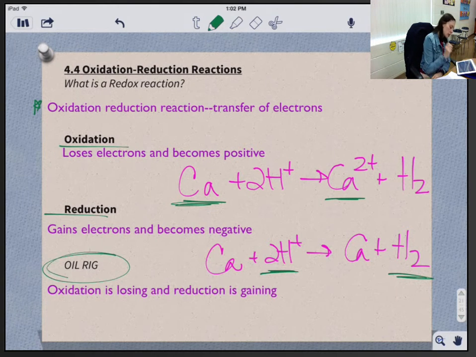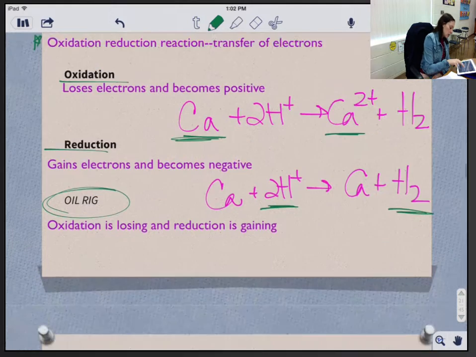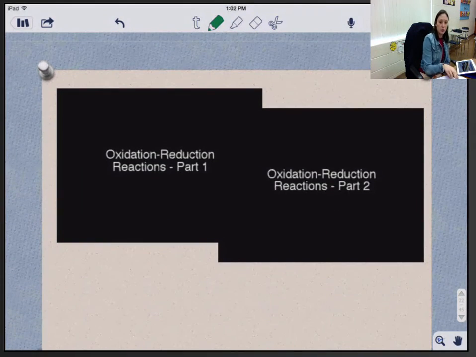Okay, one way to try and remember which one is reducing and which one is oxidizing is OIL RIG. That is, oxidation is losing and reduction is gaining. That's why I always remember which one is oxidized and which one is reduced. So if I go ahead now, we're going to look at two little video clips that are going to help explain oxidation reduction reactions hopefully a little bit better.